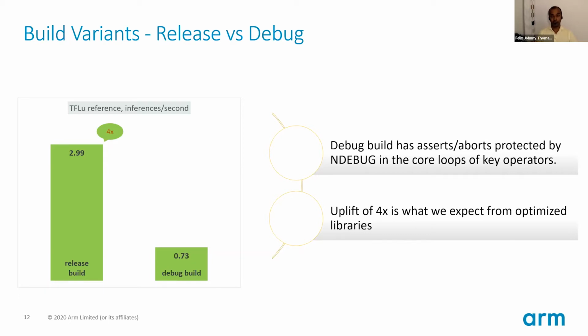And that is the kind of performance that you would expect from an optimized library. And the reason why you have this performance drop is that the core loops of operators like convolution and depthwise convolution have asserts or aborts which are protected by Debug. And in the case of the person-detect model, we're talking about 7 million MACs in total. So if you add any additional statements in the code loop, which is run almost for every MAC, you see a significant drop in performance.